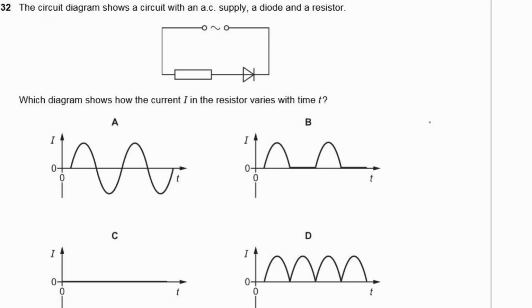Alright, what does that mean? This whole setup means that we're going to end up with a current like that being applied to the circuit. However, the diode will only let it travel in the forward direction. It won't allow any current to move in the other direction. We should end up with a graph like B.